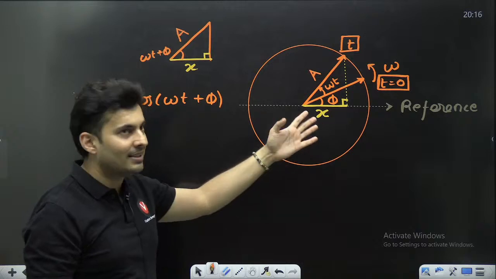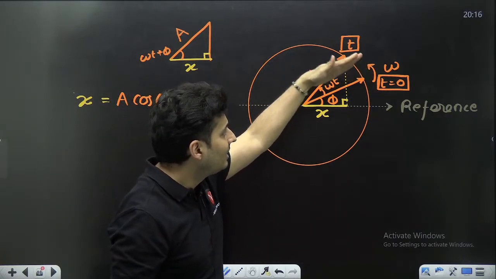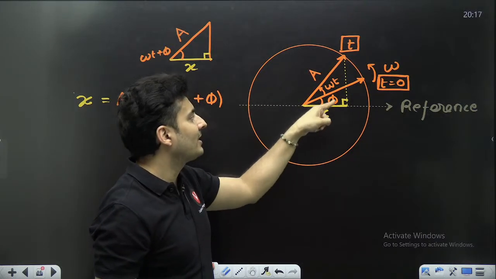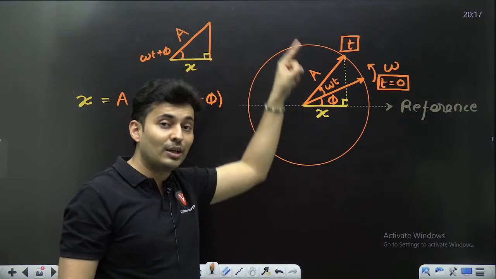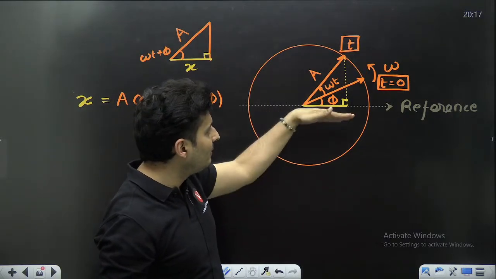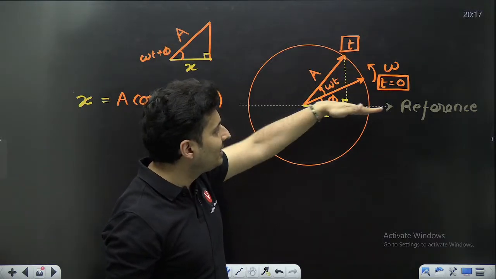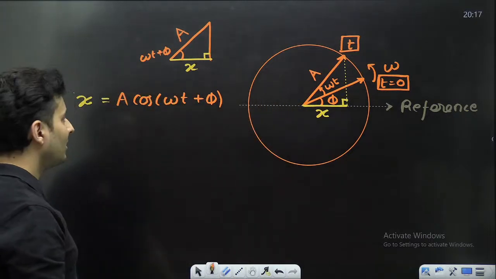Now it also makes sense that wherever the particle is initially, the angle made with the reference line is called the phase constant. So that phase constant, remember initial phase, is actually the angle made by the position of the particle with the reference line. That is what that phi actually represents.